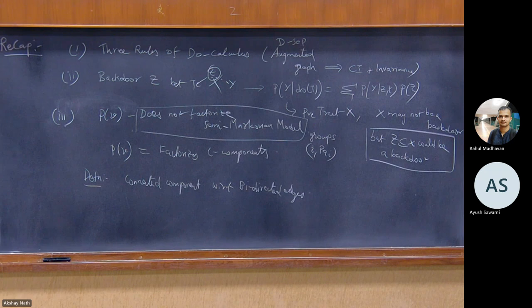And we also saw that this exact same thing has a different interpretation, that this is also nothing but P of V given do of everything except S. So you intervene on everything except S, and then you ask what is the interventional distribution of S given intervention on everything else. It turns out that these two are identical.